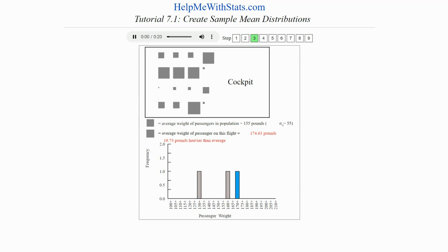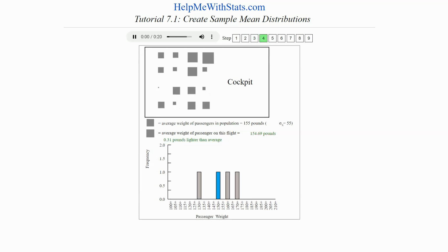We've added a third sample mean of 174.63 pounds and updated the display with another blue column that represents the mean passenger weight of 174.63 pounds. A sample mean of 174.63 pounds will be in the 170 plus interval.